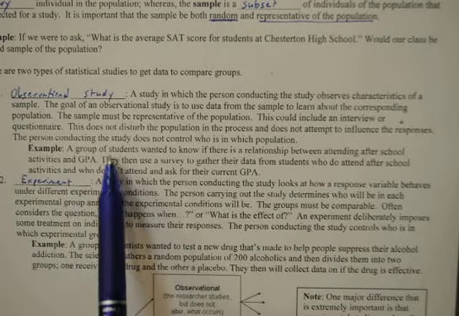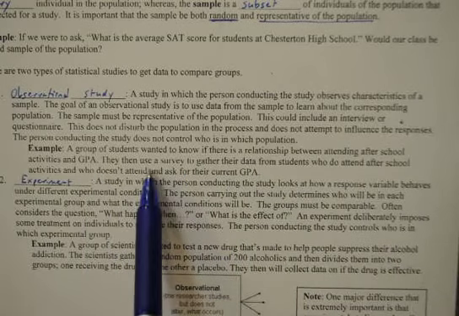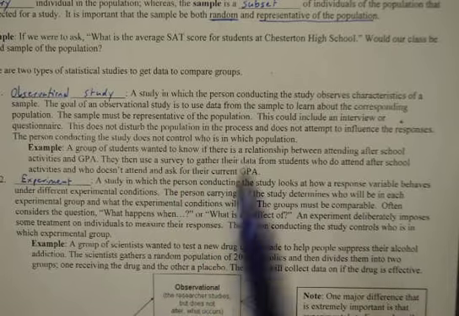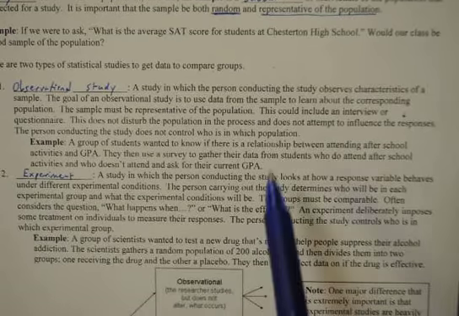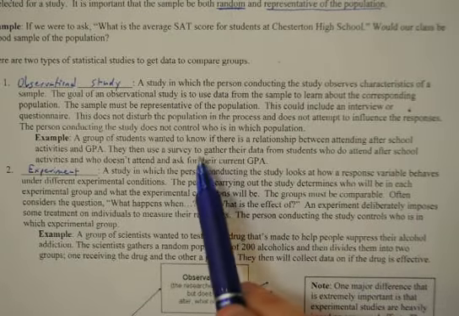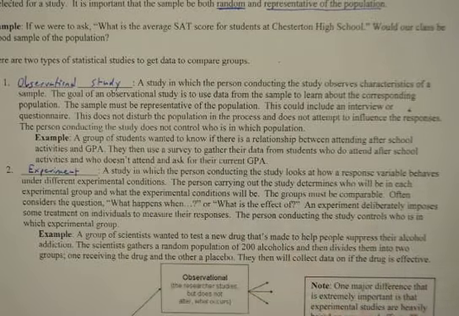So, for example, a group of students wanted to know if there's a relationship between attending high school activities and GPA. They then use a survey. So they gather data. They're not manipulating anything. It's not like they're separating people into two categories and then exposing category A to some sort of treatment and then category B to some sort of treatment. All they're doing is observing the data. They use a survey to gather the data from students who do attend after-school activities. All right. So this is just an observational study.